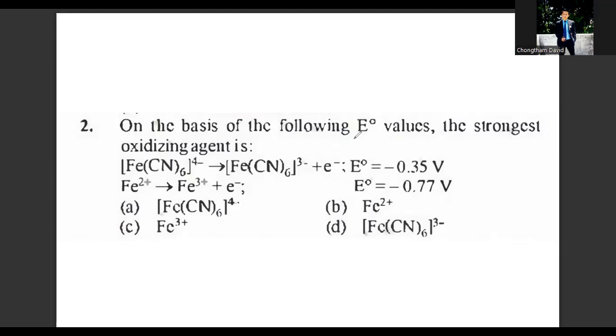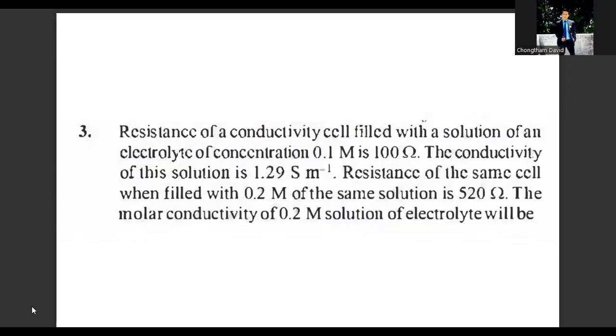Remember, the more positive the value of E naught, the more is the tendency to get reduced. Thus, the correct option is option C. I hope it is clear. Let us move on to the next question. Question number three. The options are not given here. Anyway, let us calculate the question first, then later on the answer will be automatically found. Let us read the question.